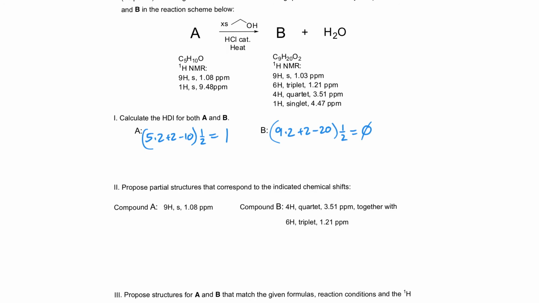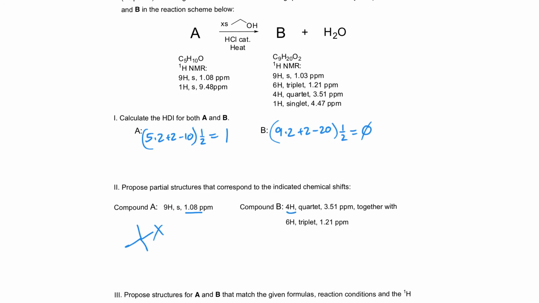So a 9 hydrogen singlet at 1.08 ppm, that is most likely a t-butyl group. And because these methyls are not at 0.9 ppm, they're shifted a slight bit more than 0.9, X is probably some electron withdrawing group. We did have one HDI unit. We do have an oxygen in place, so maybe there's a carbonyl present. That might be a good candidate for X in compound A. Let's look at compound B.